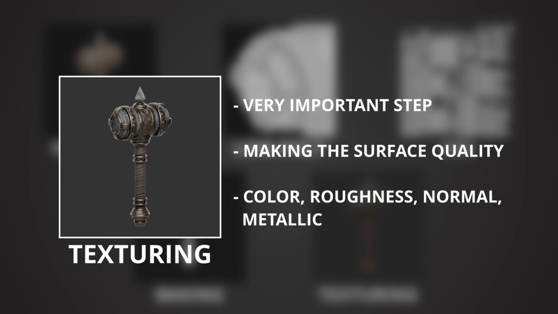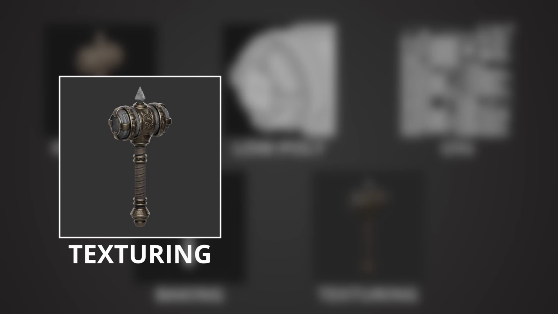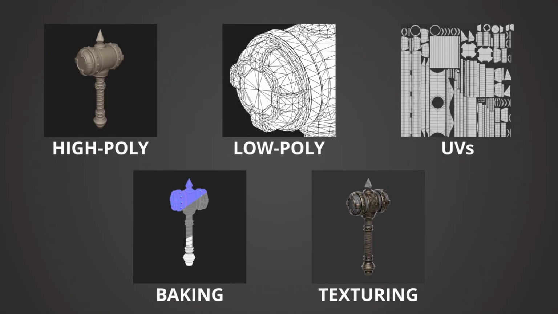This is probably the most important part in the process for a good end result. It's where we create the surface quality of the model, things like color, roughness and surface details like scratches. So these are the general steps for making 3D game models with the high to low poly baking workflow.